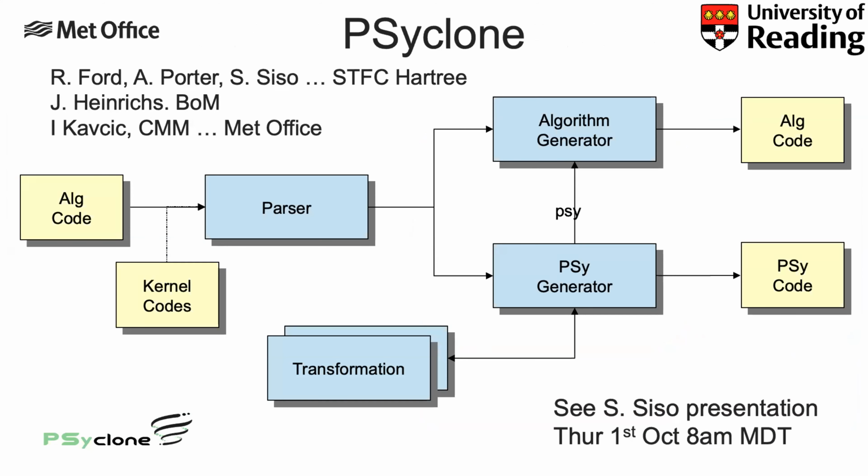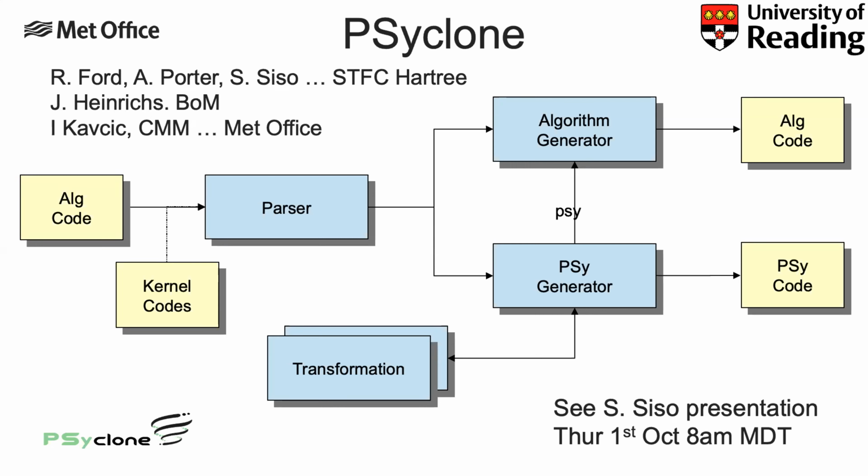So a little bit about Cyclone. This is a Python application that's developed at STFC Hartree by Rupert Ford, Andy Porter, and Sergi Siso. Please also see Sergi's talk later in the week, Thursday, 8 a.m., if you want to know more about how Cyclone works itself, because this is just a cartoon or a high-level schematic. There's also people at the Met Office. Eva Kavcic works quite a lot on Cyclone. I dabble. There's some other people as well, and there's also Jörg Henrichs from the Australian Bureau of Meteorology, who develops in Cyclone itself.